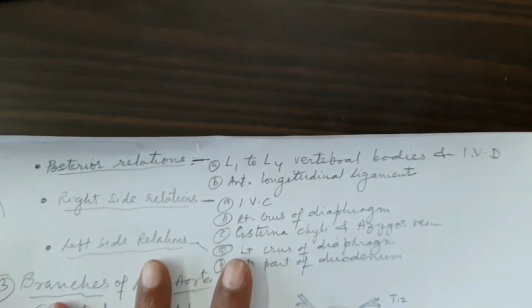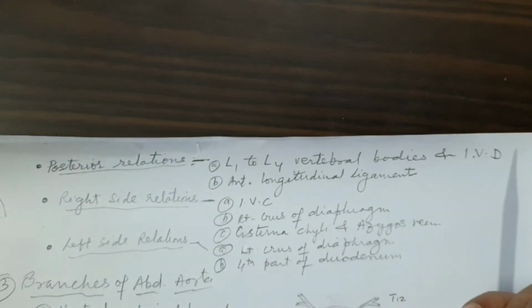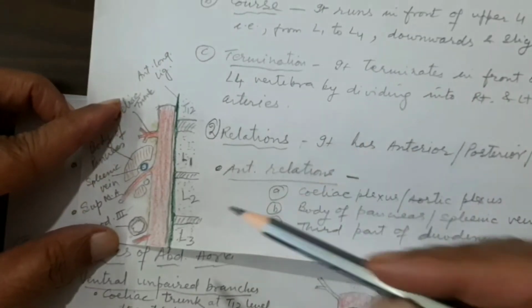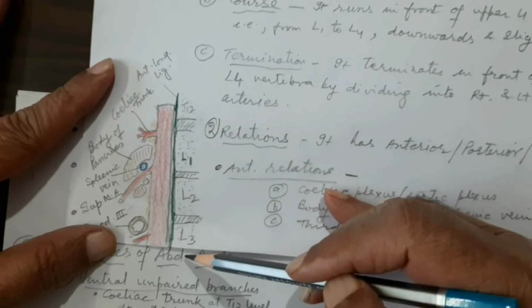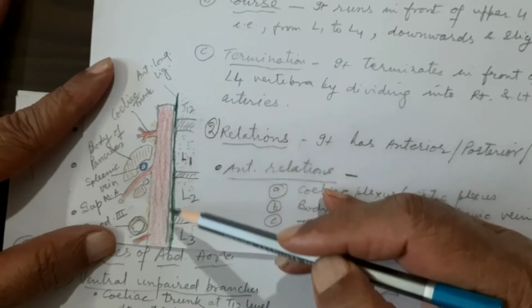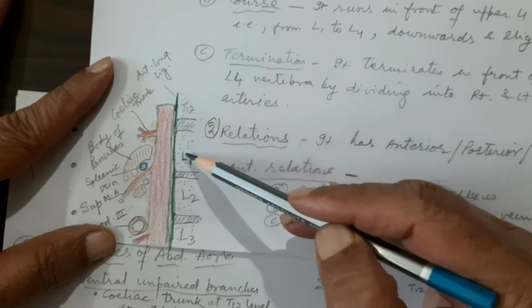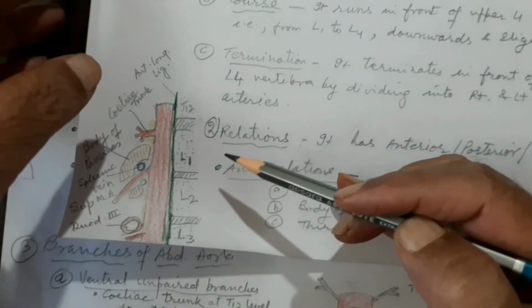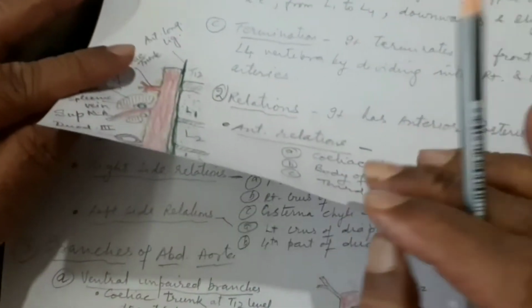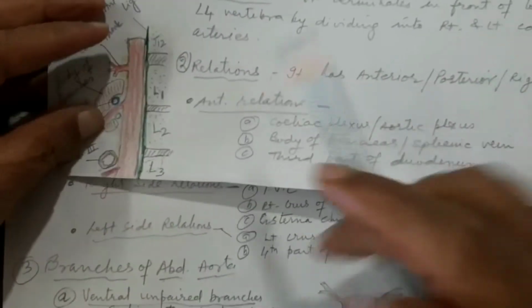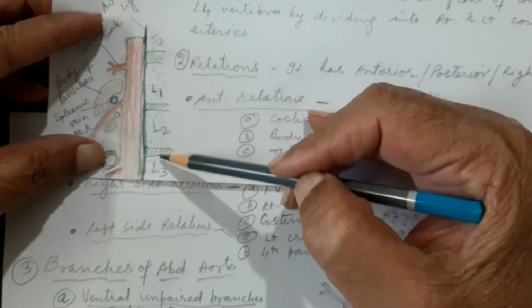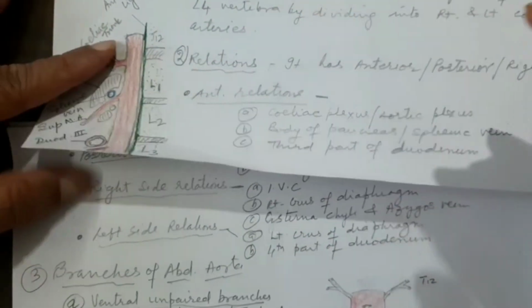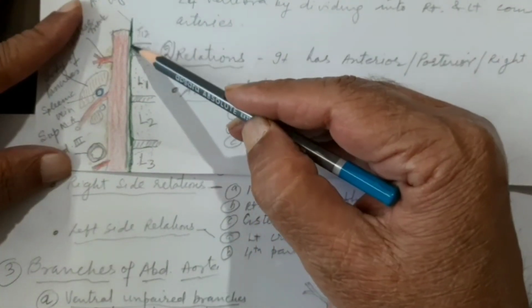Now posteriorly the abdominal aorta lies on the L1 to L4 vertebrae. See here, I have drawn only up to L3, but it is right from the lower margin of T12 to L4 vertebrae on which lies the abdominal aorta. So L1, L2, L3 and L4 are in posterior relation. And beside these vertebral bodies there are intervertebral discs. So the bodies and intervertebral discs are in the posterior relation.